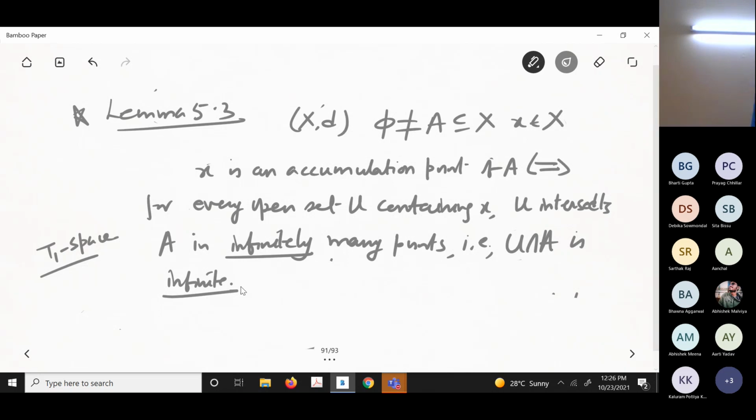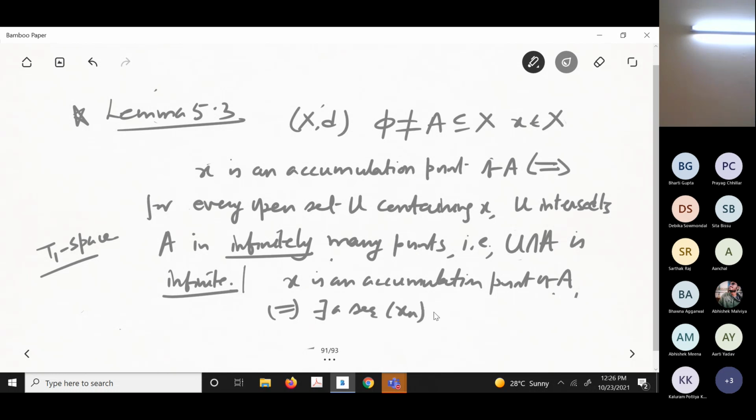Okay. Look here, this I did, but you could use this also. x is an accumulation point of A if and only if there exists a sequence xn of distinct points in A such that xn converges to x. The proof is basically the same. That's the way we have produced the sequence.